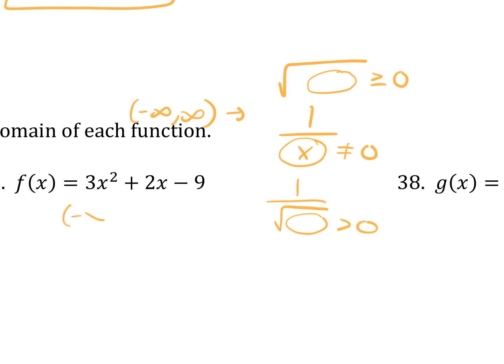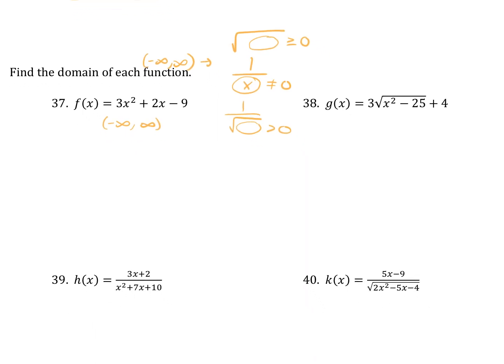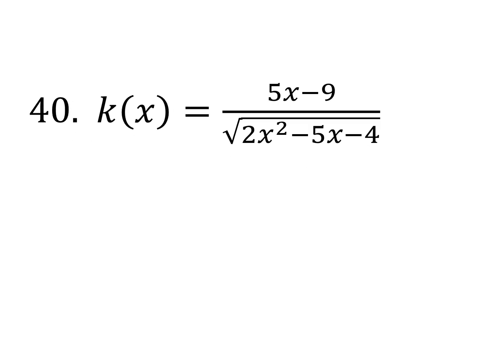Perfect. First one doesn't have any of those, so it'd be negative infinity to positive infinity. Which one of the next ones do you want to do? Let's do 40. So 40, we have a square root under our fraction, so we just set whatever's under the radical greater than 0, because if it's in the denominator, it cannot be equal to 0. So 2x squared minus 5x minus 4 is greater than 0.